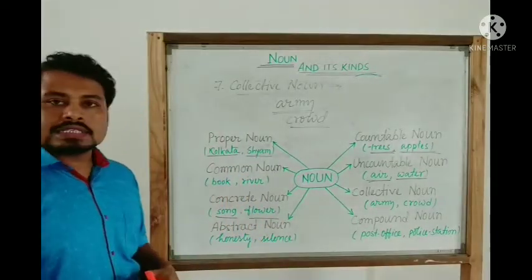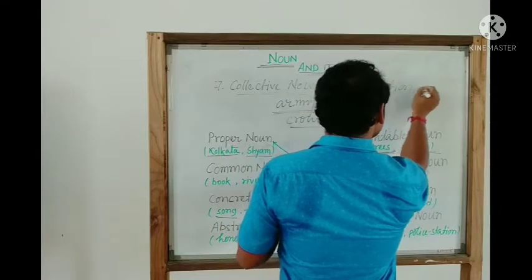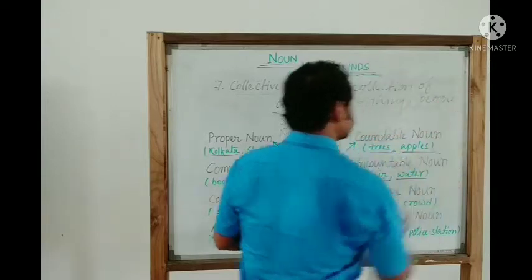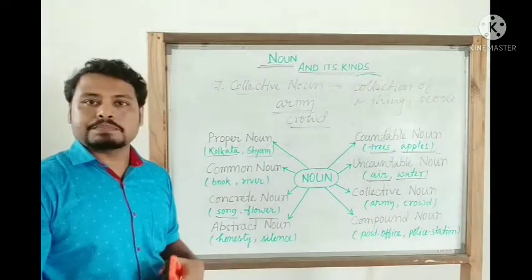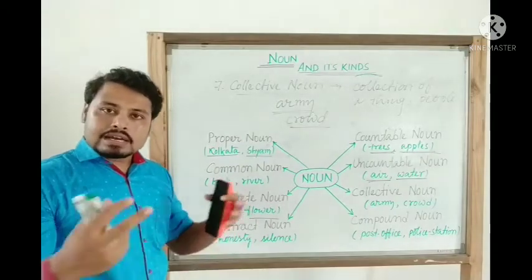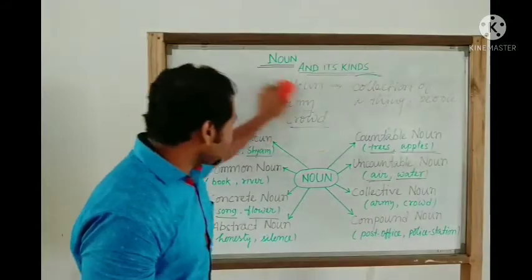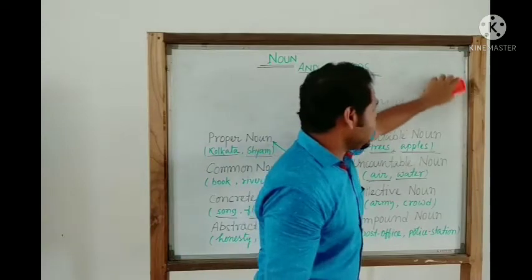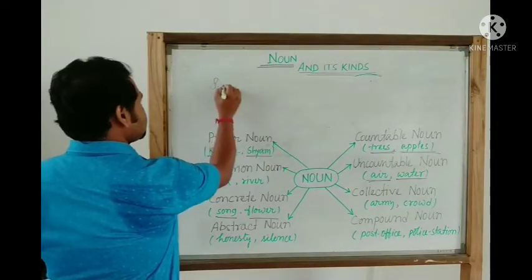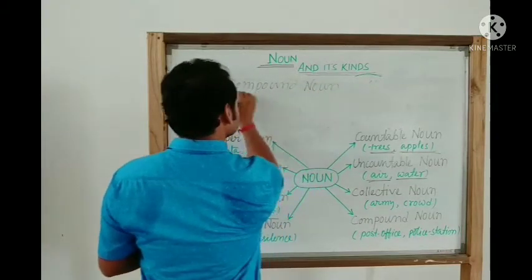So this collective noun is actually the collection of a thing or people, just like we have seen army, just like we have seen crowd. So these are the collective nouns. After the collective nouns, in the last category we have the compound noun. Number 8, compound noun.